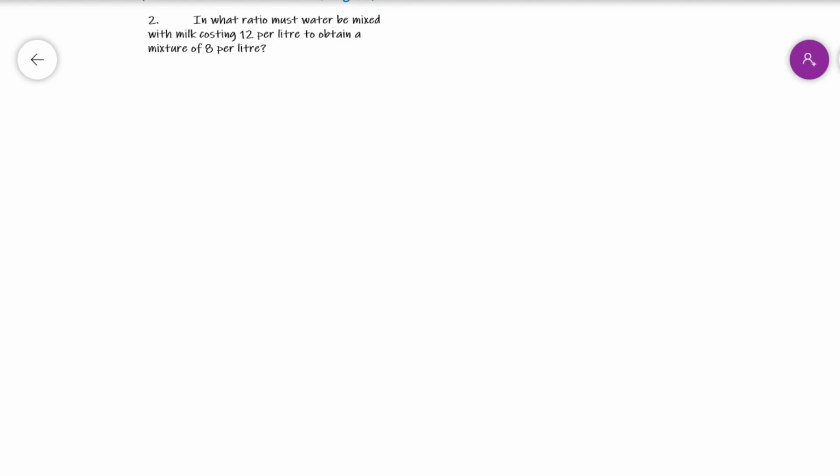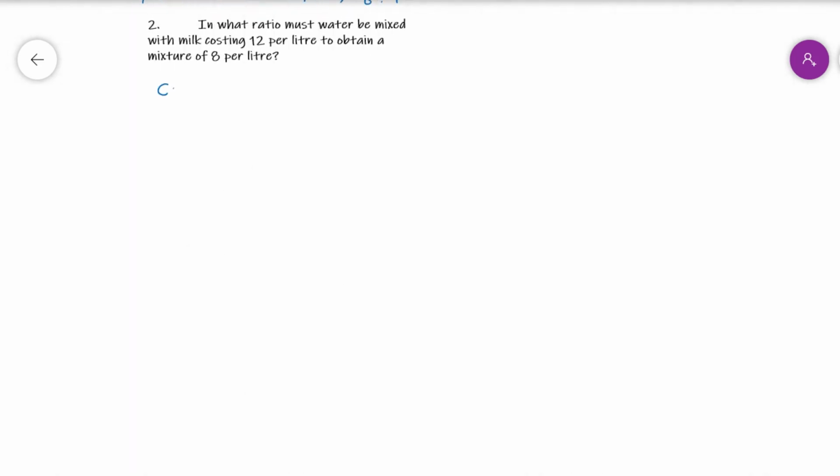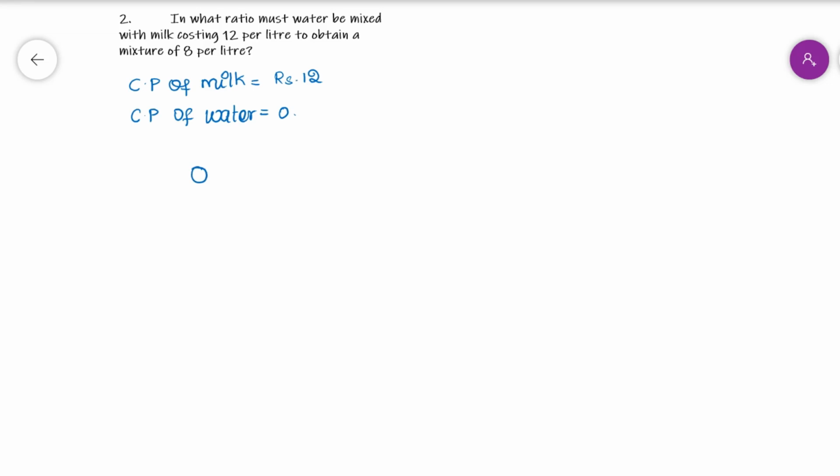In what ratio must water be mixed with milk costing 12 rupees per litre to obtain a mixture of 8 rupees per litre? And this is the best example of alligation in mixture, because every milkman mixes milk and water and sells, right? The same thing. The cost price of milk is 12 and the cost price of water is 0. So 0, you have to write it here, and 12 on the other side. And the mean price he is selling it for is 8 rupees.